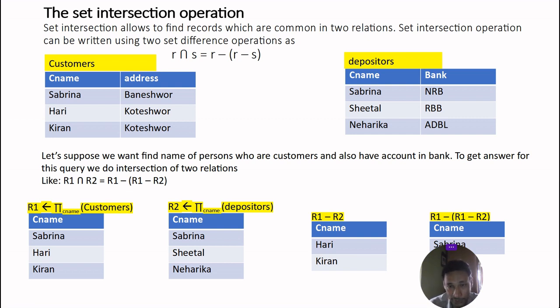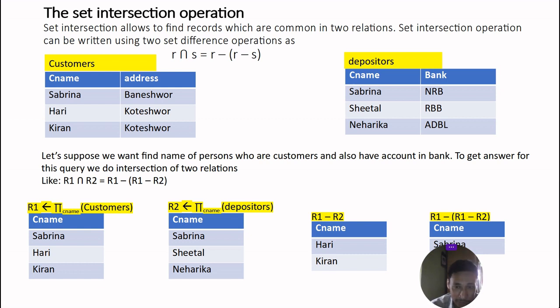So here I have created two tables, customers and depositors. Now we want to know who are the customers who have an account in the bank, that means who are depositors also. So we need the names of those customers which appear in the customer relation and also in the depositor relation. So what we have to do is take the set intersection between customers and depositors. That set intersection can be performed using two set difference operations.